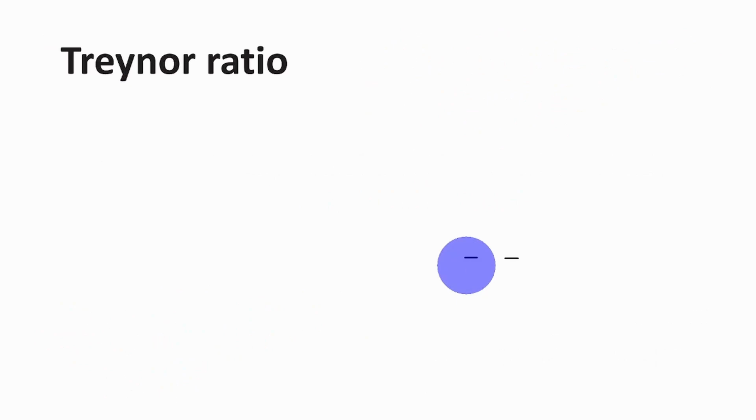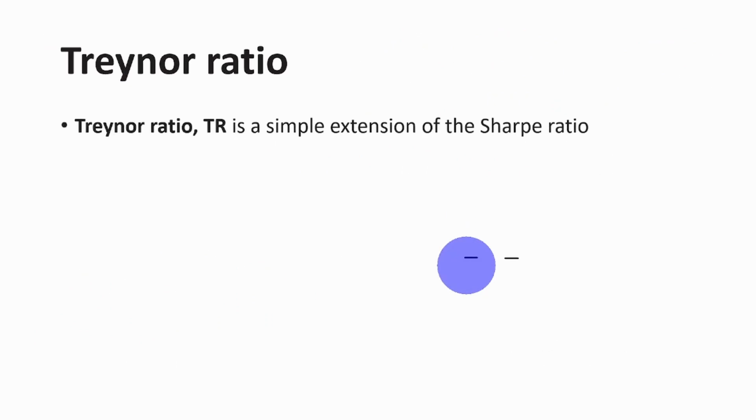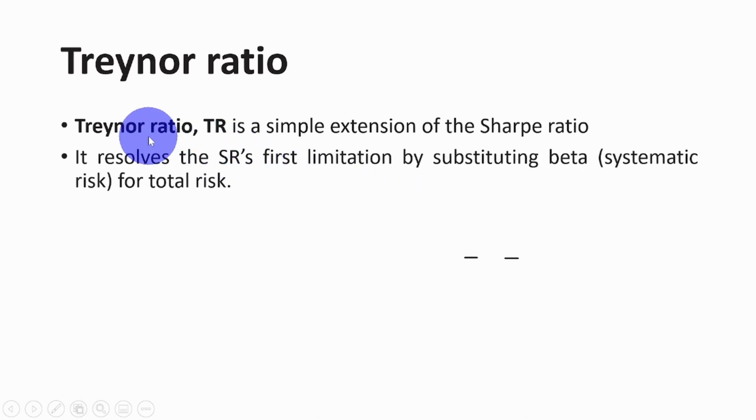So for Treynor Ratio, it is an extension of the Sharpe Ratio. In Sharpe Ratio, we use standard deviation as the denominator in our formula, but Treynor Ratio resolves the first limitation of the Sharpe Ratio by substituting beta as a measure of systematic risk for the total risk. In Sharpe Ratio, we use the standard deviation of the portfolio as a denominator, but in Treynor Ratio, we are replacing it with beta. That is why it is an extension of the Sharpe Ratio.